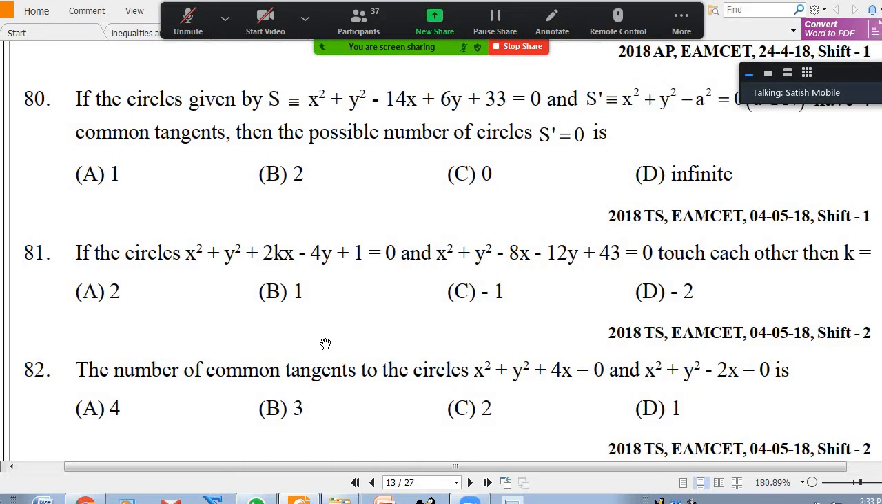Okay, how to do 81? When somebody tells 81, how to do? Anybody? How to do 81? Yes. So take the difference between the equations, sir. Subtract them, we'll get the radical axis. After that, find the perpendicular distance. Or else find the distance between the centers equal to r.